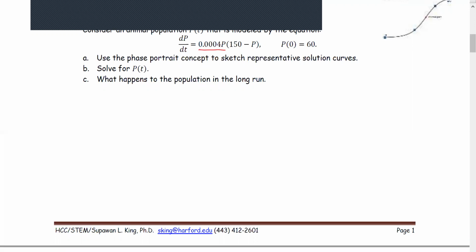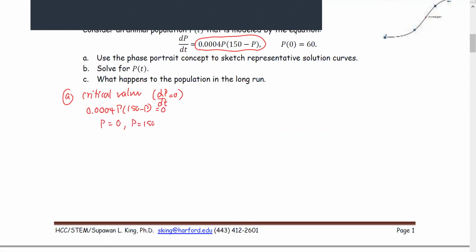As you see, the right-hand side of the differential equation involves just the dependent variable P. So this is an autonomous equation, and we can sketch the phase portrait. First of all, find the critical values, which can be found by letting dP/dt be 0. So we solve for P where 0.0004 P times (150 minus P) equals 0. We get P equals 0 and P equals 150.